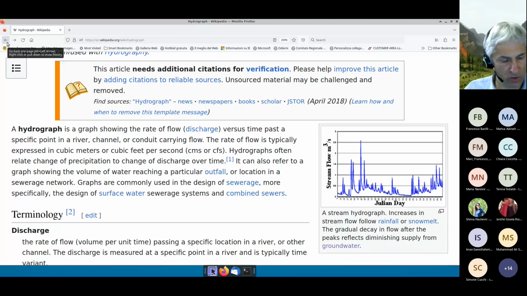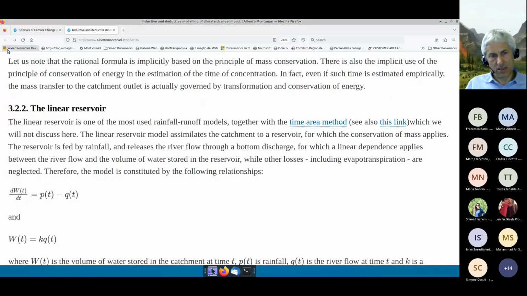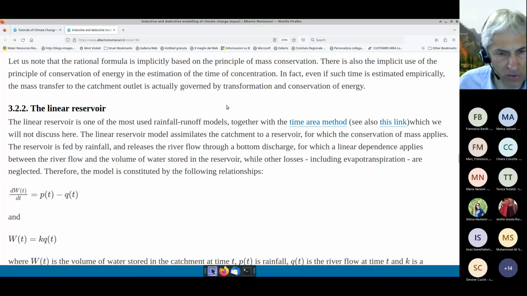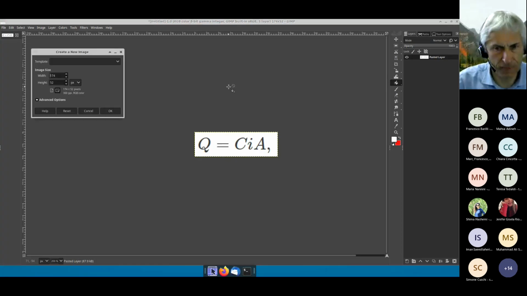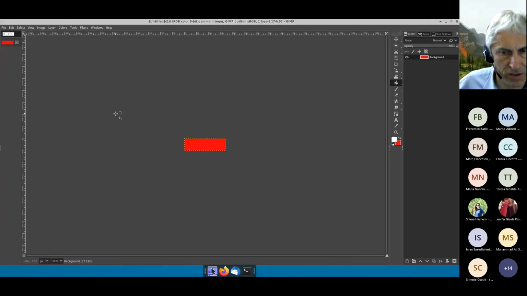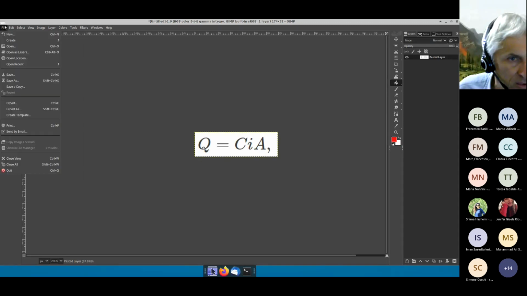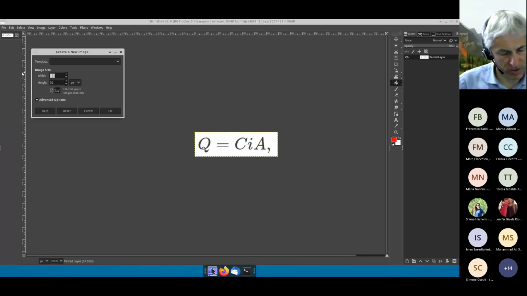Okay, so the rational formula, the linear reservoir, sorry, can reproduce the whole hydrograph. How does it work? Let me just open another graphic window because it is very simple. It's a very clever idea. So let's see. No, this is not good, because it's too small. So file. Let me first of all change the background color. File, new. And so let's take a width of something like 2000 and height, let's say 1000.